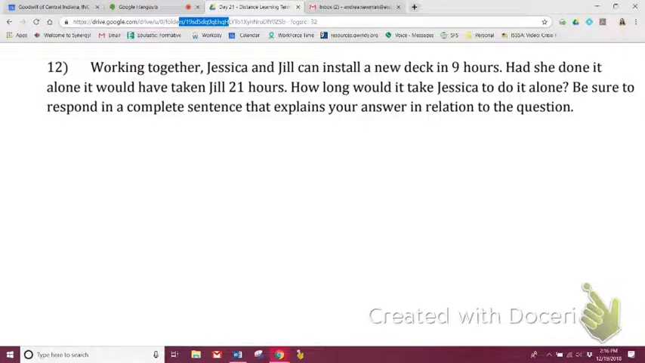But when I do it, I do the total time that it would take them to do it together, which is 9 hours for both of my fractions. And then for my individual times, I know it would take Jill 21 hours. And I'm trying to figure out how long it would take Jessica to do it by herself. And then again, we want that to equal the whole job getting done. So here my least common denominator would have to be 21 and my variable. So 21j would have to be what I multiply by.